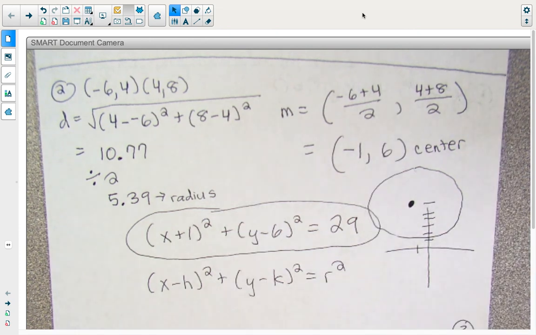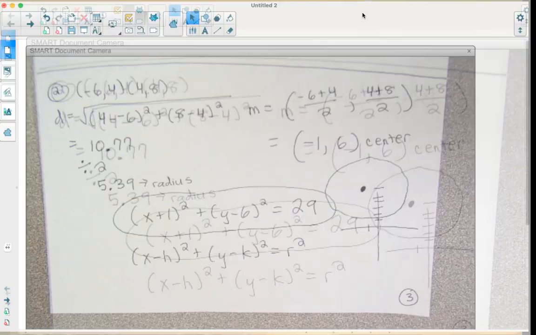In the next video, I'm going to show you how to write the equation of a circle that is not in standard form.